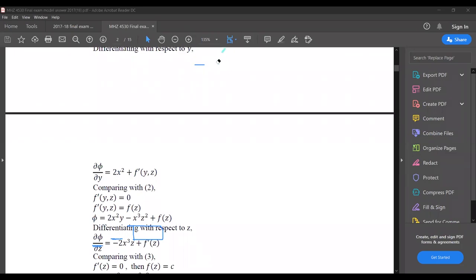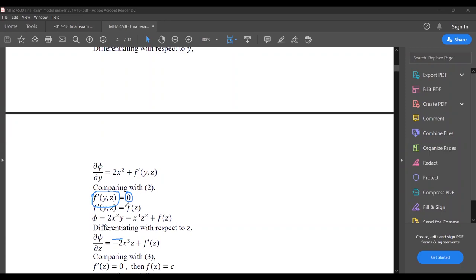So if you integrate this once, you have to remember carefully that f dash y comma z is the derivative of f of y comma z with respect to y. We have differentiated this with respect to y, and that gives the answer zero. That means when we differentiate with respect to y, there is this function which involves only y comma z. Here there is no x. Don't get confused, here there is only y and z.